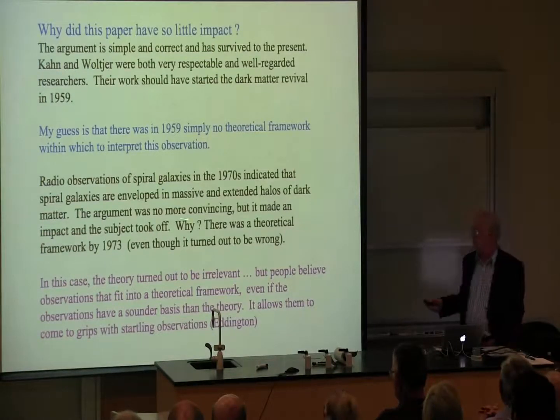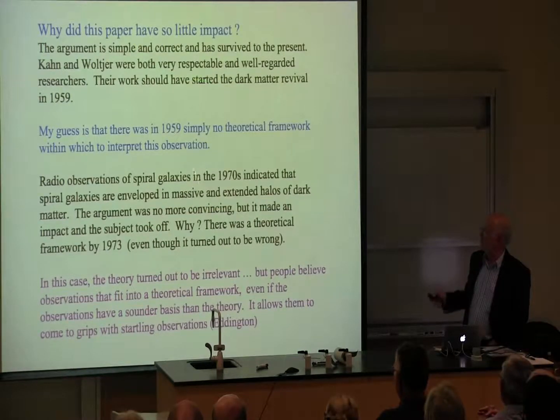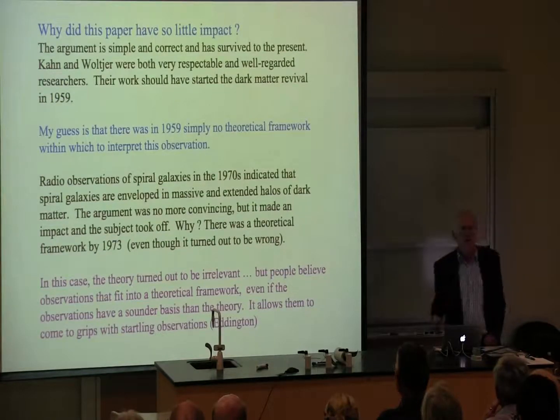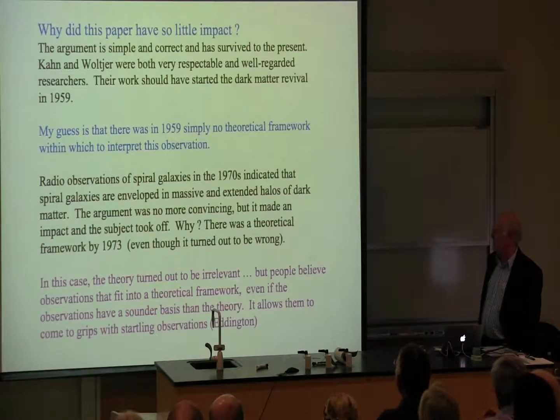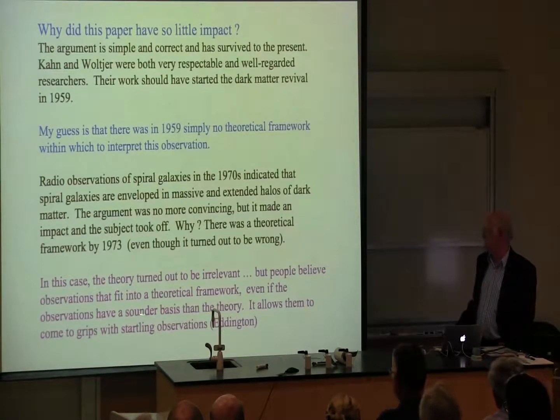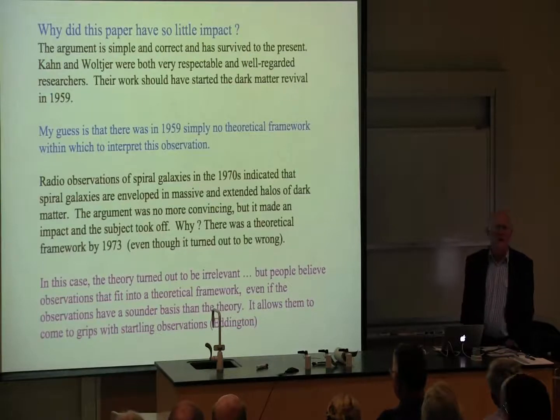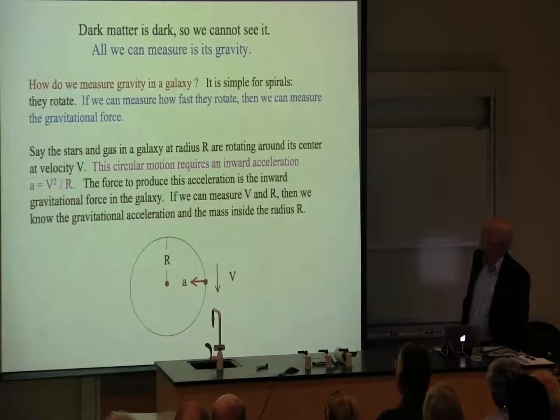The argument at that time, which I was part of, was no more convincing than what Franz Kahn and Volker did, but it made an impact, and the subject took off. So why? Well, by 1973, there was a theoretical framework into which to slot this stuff, even though it turned out subsequently to be wrong. So in this case, the theory turned out to be irrelevant. People believe observations that fit into the theoretical framework, even if the observations have a sounder basis than the theory. It's a strange business. It allows them to come to grips with startling observations. I'll tell you a little bit more about that as we go on.